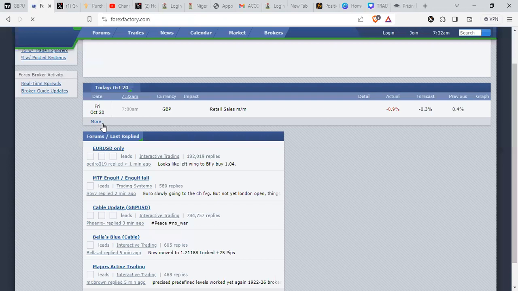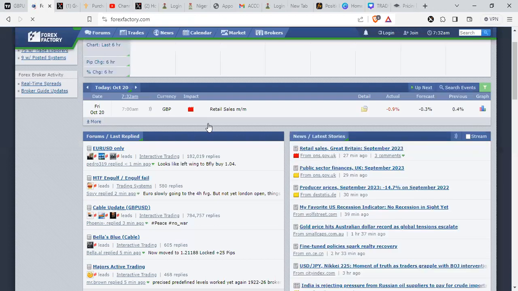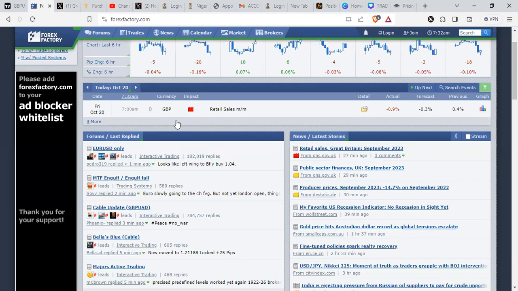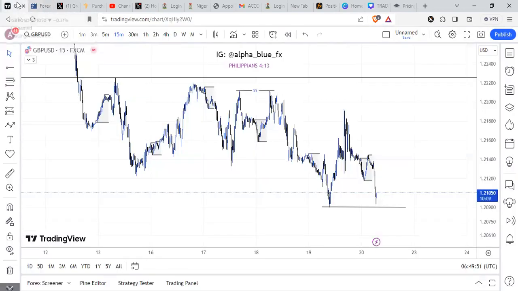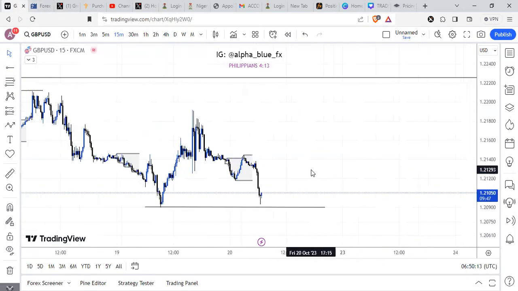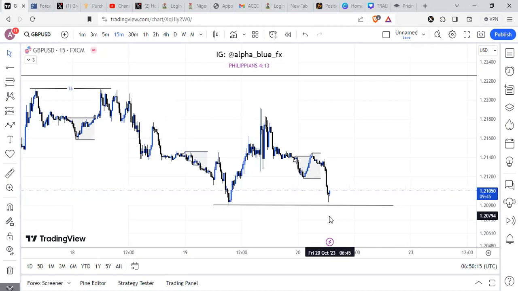So let's look at Forex Factory for that quickly. Friday, the only high impact event today was the retail sales for GBP. That is the reason why GBP started selling off very hard early this morning, because the news came out at around 7 a.m. So that's the reason why you see GU selling off this hard.